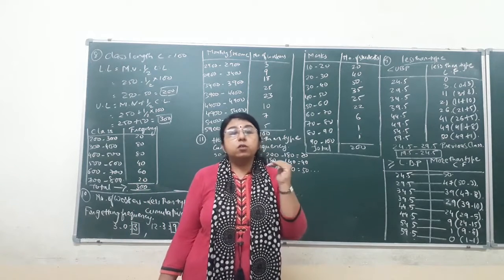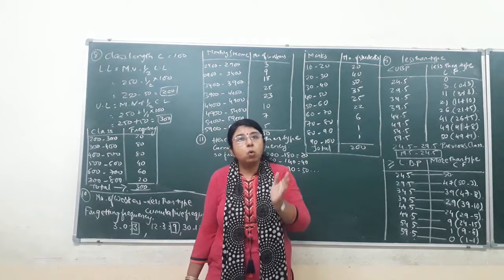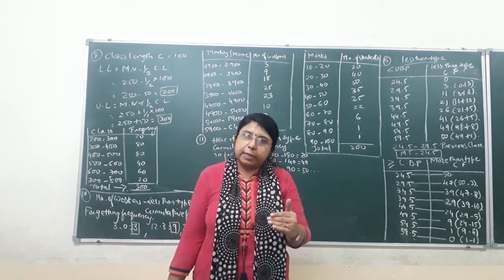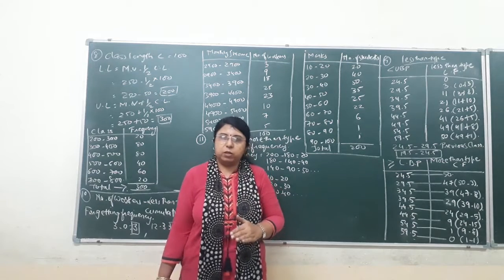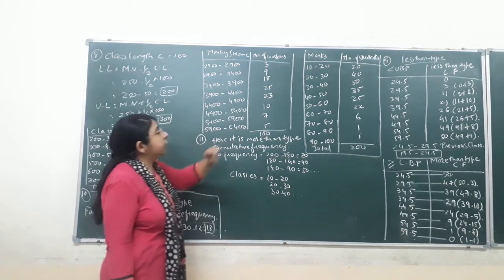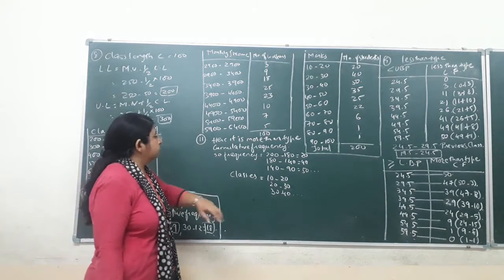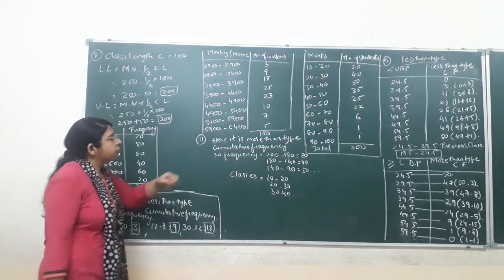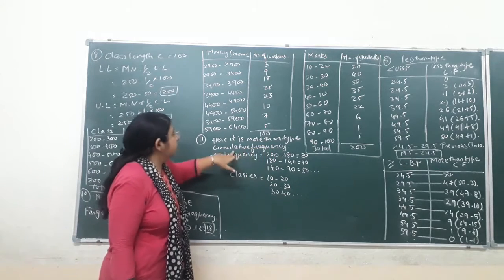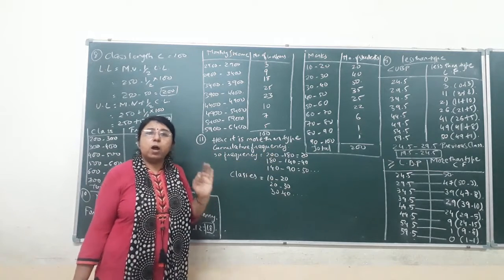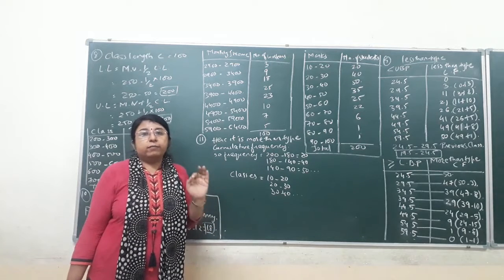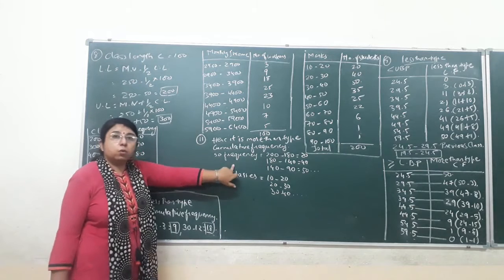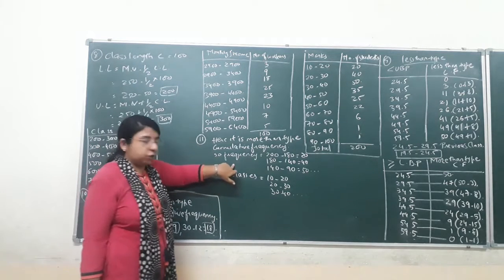So how to convert this more than type cumulative frequency to original frequency? In the previous sum we had studied how to convert less than type cumulative frequency to original frequency. Now how to convert more than type into original frequency. Here you can see I have shown the calculation as I have shown in the previous question also. Here it is more than type cumulative frequency. Students, you have to identify on your own whether it is less than type or more than type.